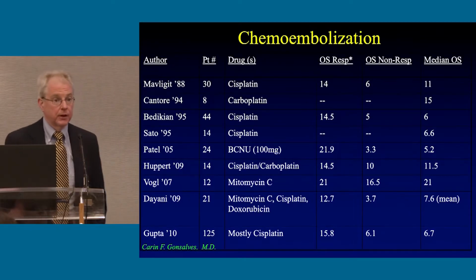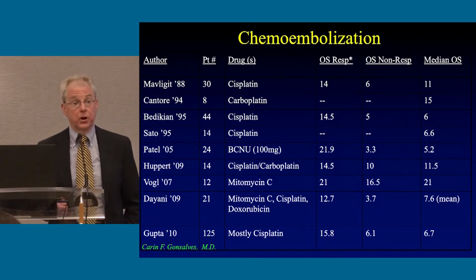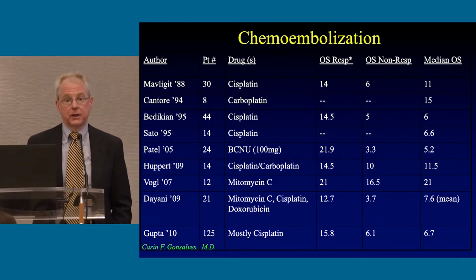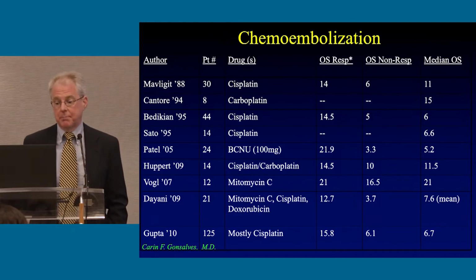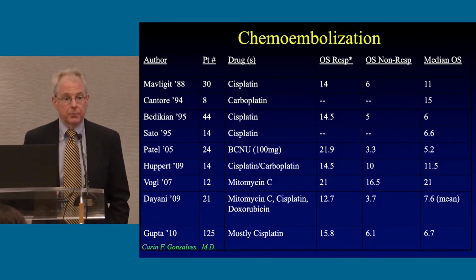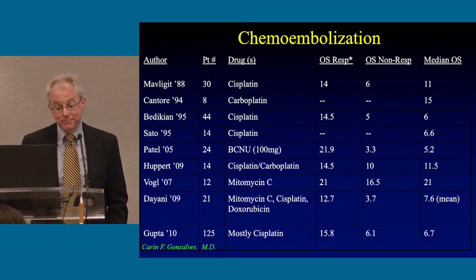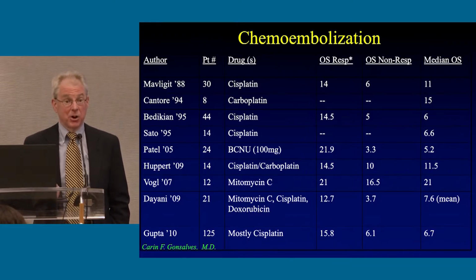This is a table that Karin Gonzalez had put together a number of years ago, just kind of organizing studies describing chemoembolization up to that point. And you can notice a couple things. Number one, with the exception of the one on the bottom, they really are pretty small. And two, the survivals as seen.